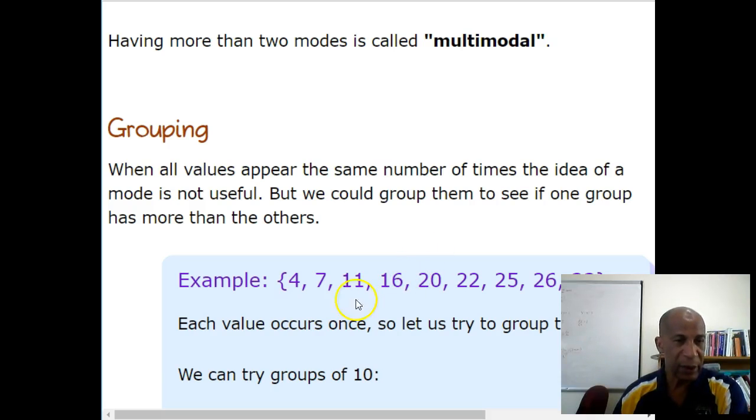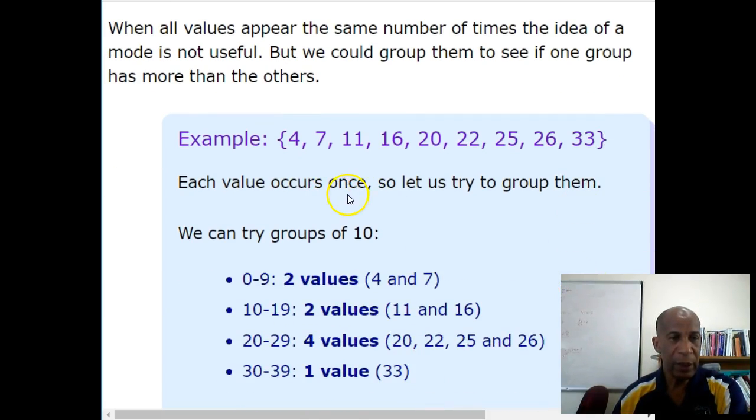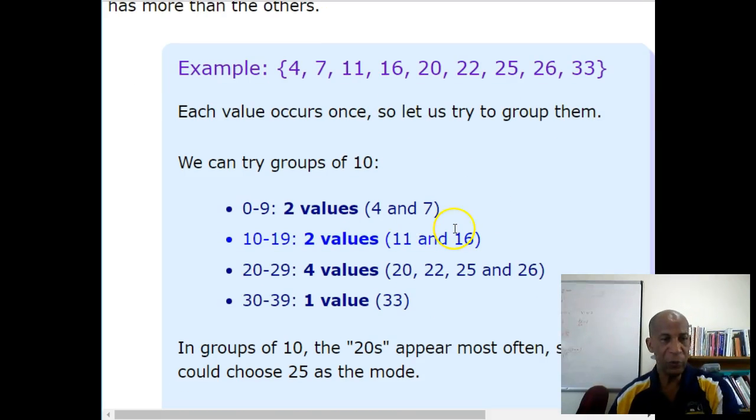So let's look at this example. A set of numbers 4, 7, 11, 16, 20, 23, 25, 26, and 33. Each value occurs only once. So let us try to group them. Now we can use the idea of groups of 10. So we group from 0 to 9, and there are 2 values that fall in that group. They are 4 and 7.